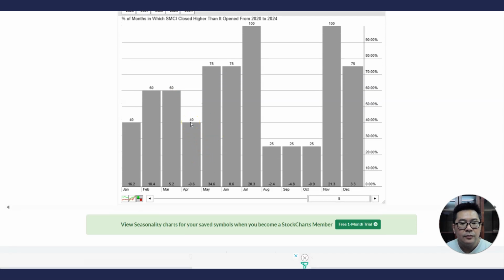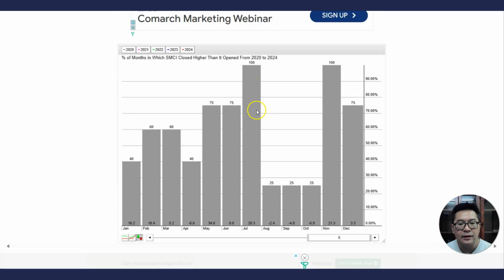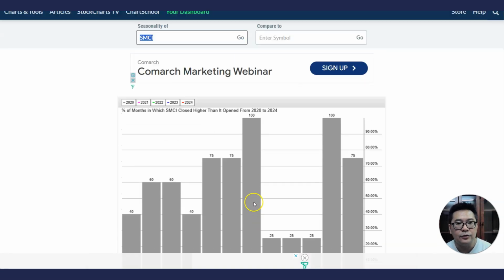last month wasn't a good month. 40% of the time only it went up, but in May, June and July it has been tremendous for the stock. It's gone up 75% of the time, closed higher than it opened 75% of the time, with an average gain of 34.6% in May. In June, not so much gain, but at least closed higher. And in July, it is good for this stock. 100% of the time it went higher, with an average gain of about 20.3%.